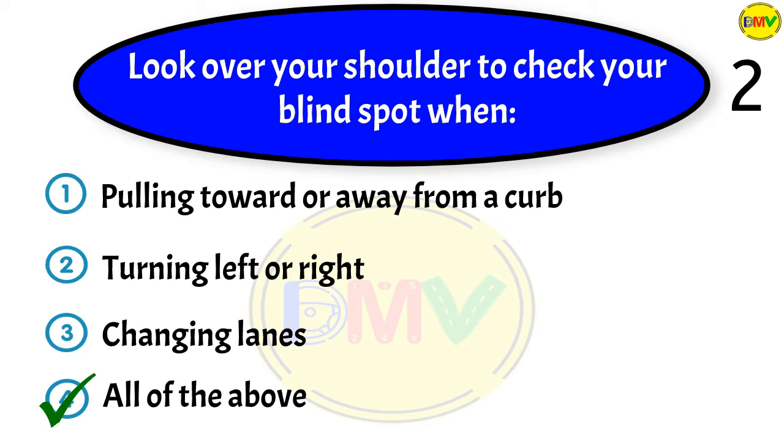The correct answer is 4. Look over your shoulder to check your blind spot every time you want to change your vehicle's position. If you are turning, changing lanes, or pulling toward or away from a curb, you should check your blind spots.